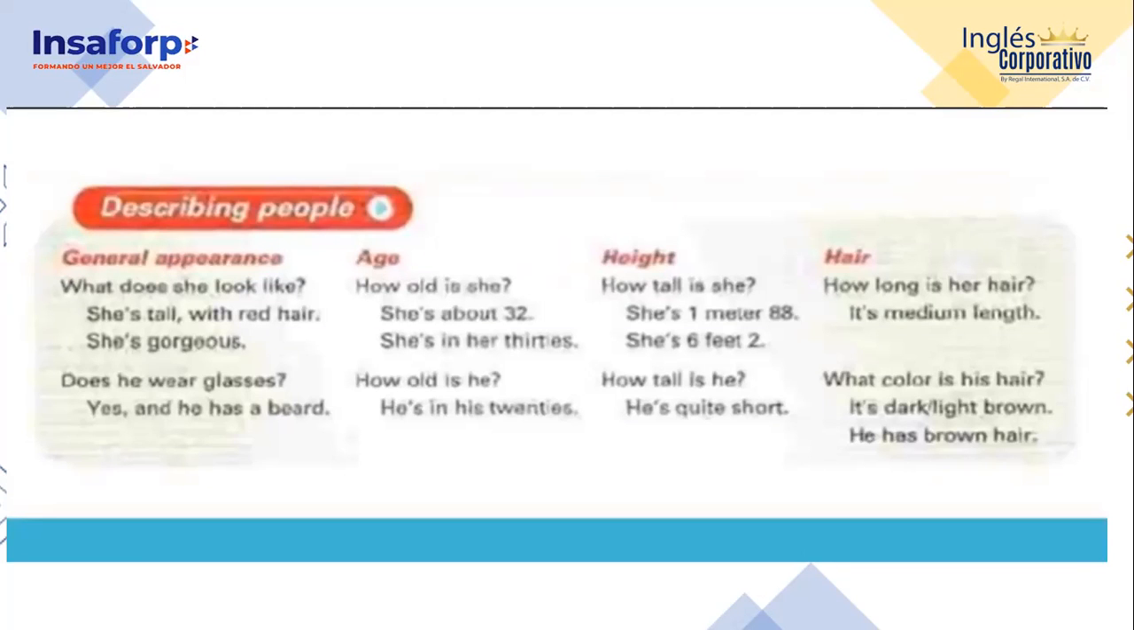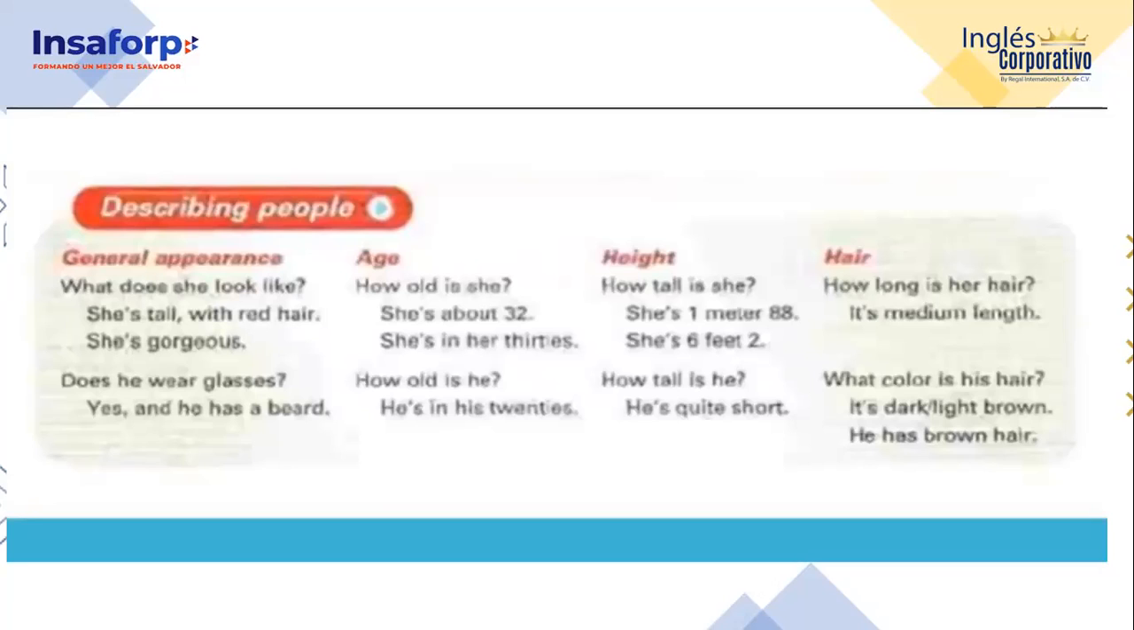Age. How old is she? She's about 32. She's in her 30s. About means cerca de. She's about 32 years. Anda por los 32 años, calculando. She's about 20. She's about 18. She's about 45. And she is in, ella está en sus 30. She's in her 30s. She's in her 20s. She's in her 40s. She's in her 50s. And the question is how old? How old is she? How old is he?